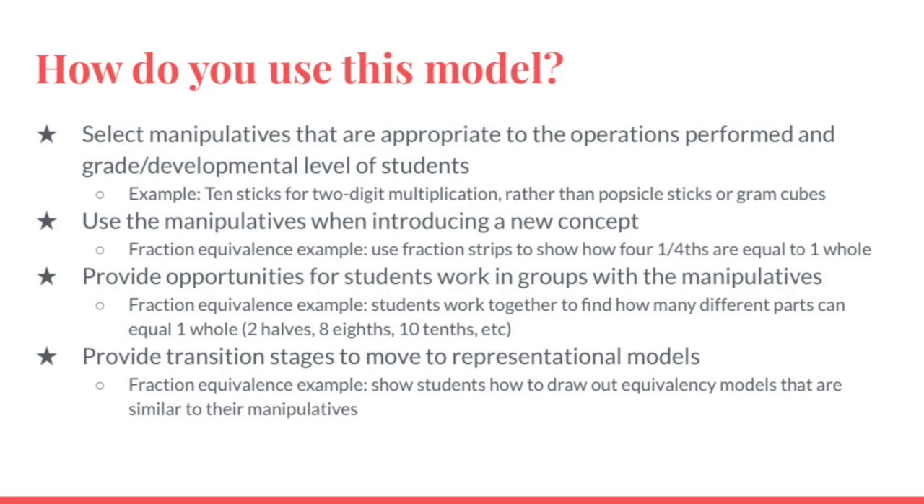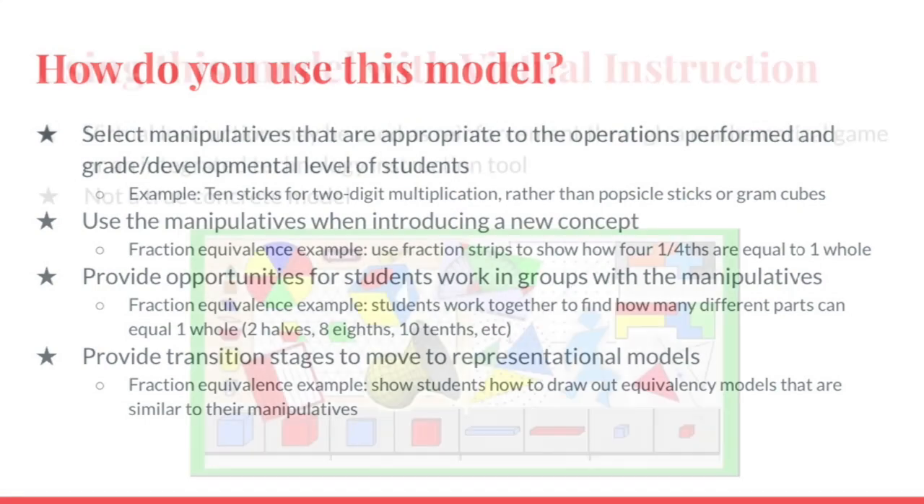You're also needing to provide transition stages to move to representational models. So one example of this would be showing students how to draw out the equivalency models that are similar to the manipulatives that they're using at the beginning of instruction.